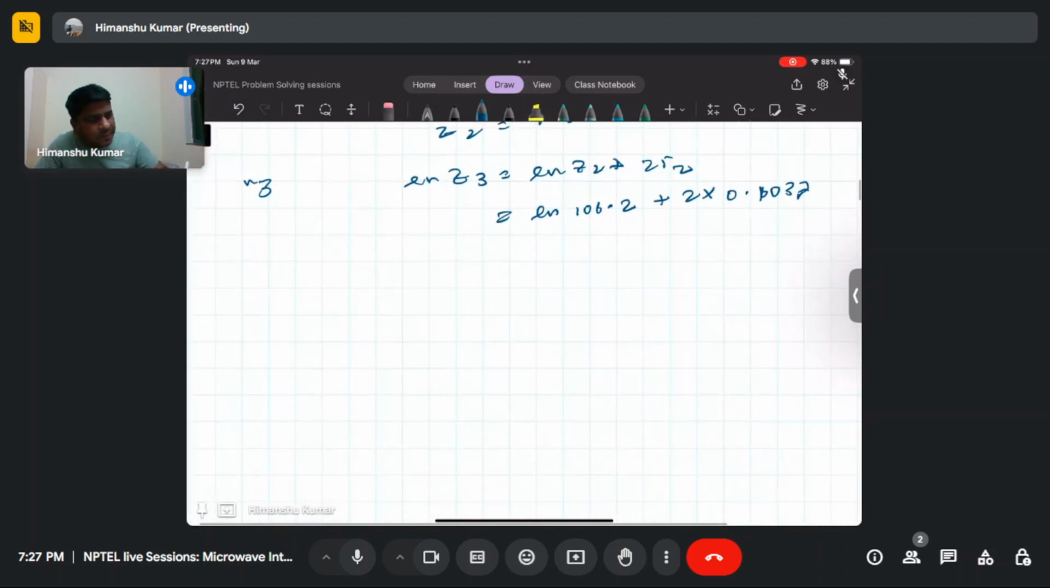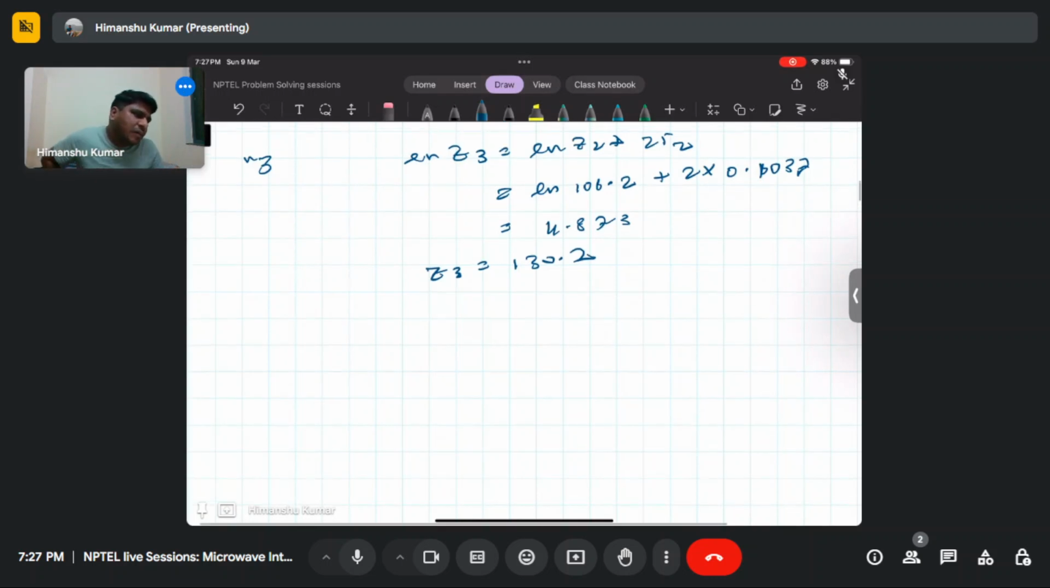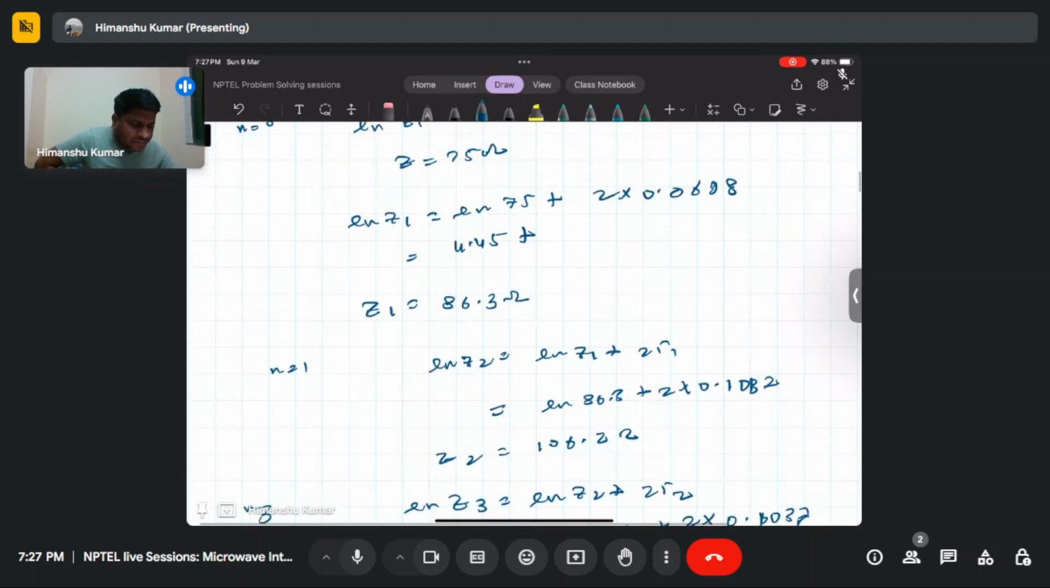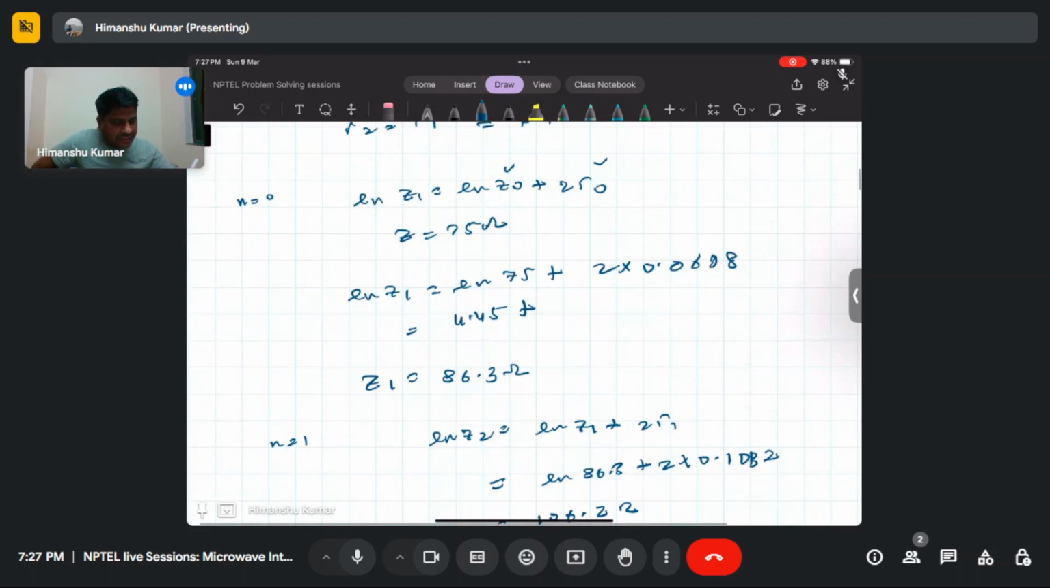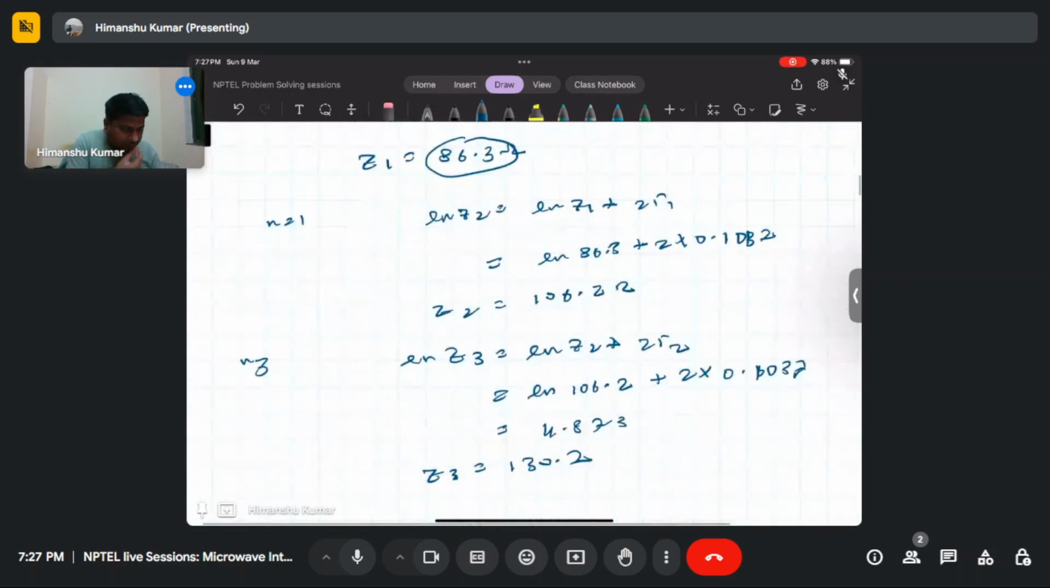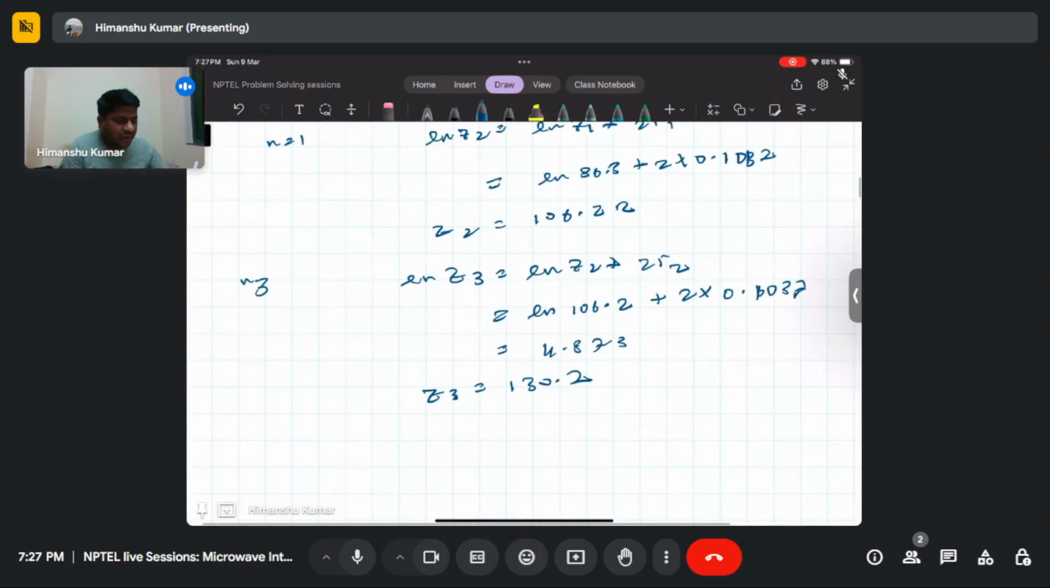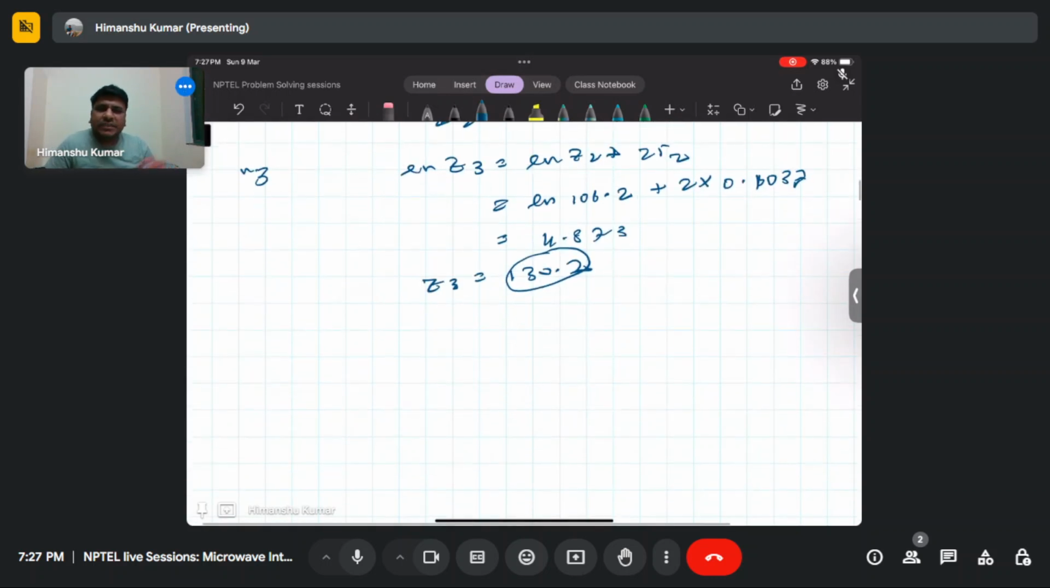Then basically this will become 4.873, so Z3 will be equal to 130.7. Now, as you can see from this, Z1 is nearly close to Z0, the 75 ohm resistance, and your end line is nearly equal to the load impedance. So this is the design problem.